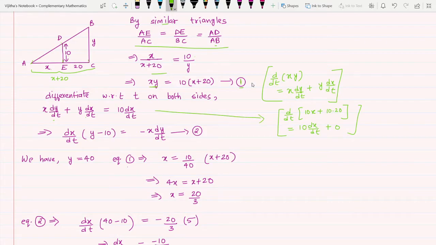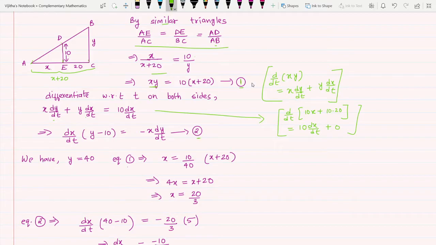Now from this we can write what is dx by dt. So I have taken dx by dt as common. So y minus 10 into x dy by dt I have taken to the RHS. So dx by dt into y minus 10 equals minus x dy by dt. Mark it as equation number 2.